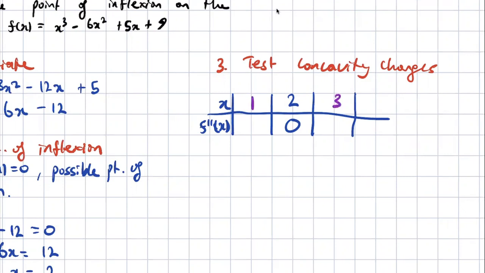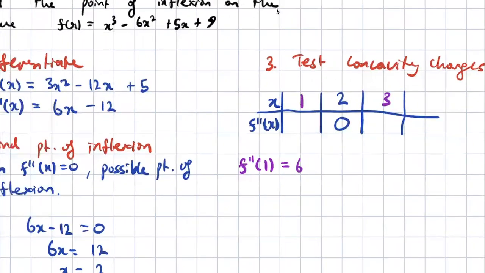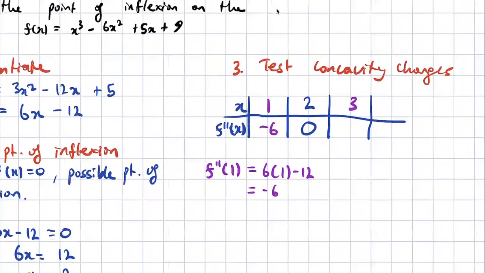Now, you don't necessarily have to write the working out for this bit, but I'm just going to show you what happens. When I test the value of 1 in the second derivative, I end up with 6 times 1 minus 12, which you can see immediately is going to be minus 6. So we have minus 6 in that box. When I test 3, f double dash of 3 is equal to 6 times 3 minus 12, which is 18 minus 12, which is just 6. I can do that in one step. So that gives us 6.